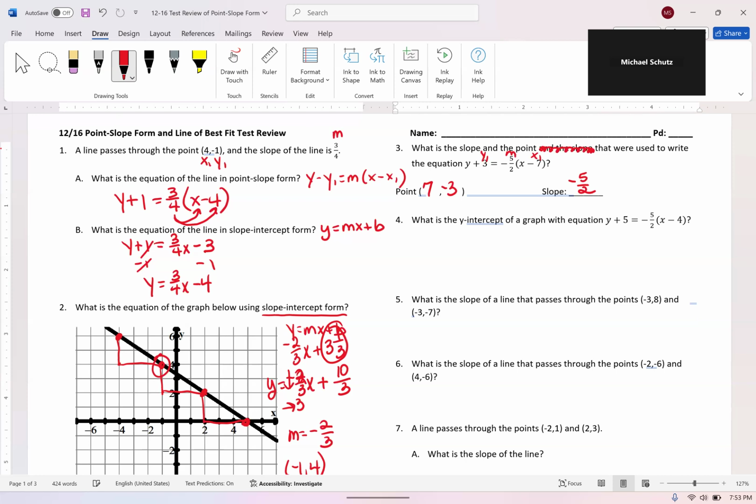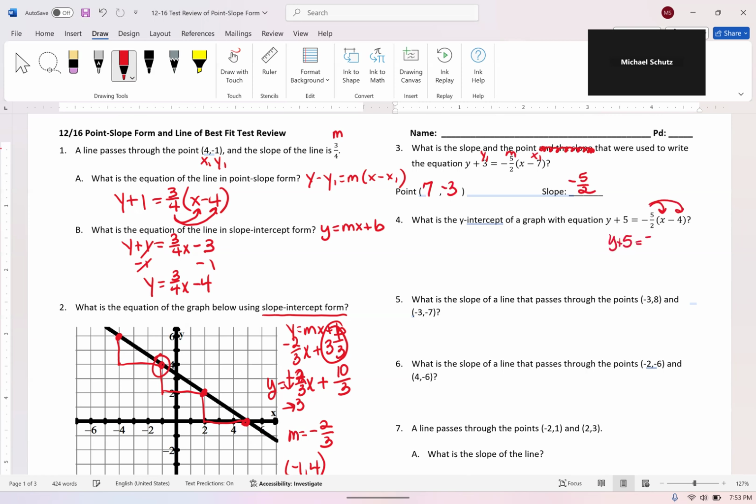All right, let's look at number 4. What is the y-intercept of a graph with equation y plus 5 equals -5/2 times x minus 4? So y-intercept, there's a couple of ways we can do this. One way you can do it is let x equal 0 and solve for y. Another way you can do it is just solve directly for y and find out what your b value is. There are multiple ways. So I'm going to go ahead and just distribute first. We're going to use that method. Then I'll go back and show you the other method.